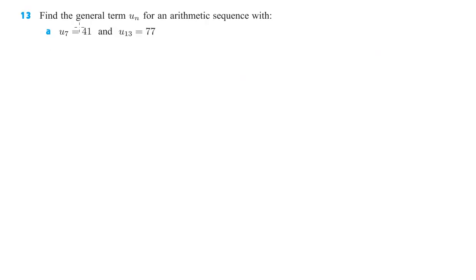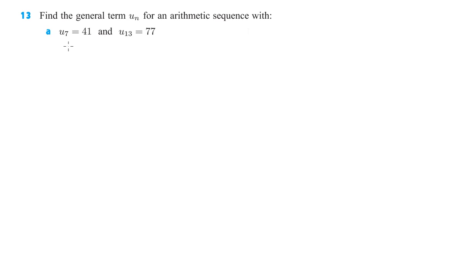Okay? All right, let's take a look at 13. Find the general term in terms of n for an arithmetic sequence with the 7th term being 41 and the 13th term equaling 77. There are several ways to do this, but honestly, I like to make this chart, and I think this makes the problem easy. I don't have to memorize any formulas. I just make a chart and make it work for me.